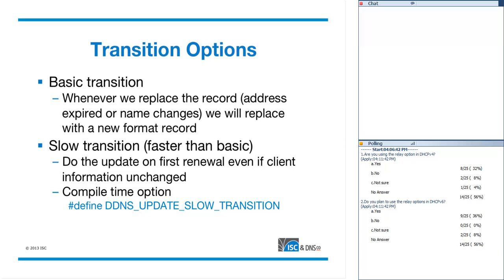So the transition itself is simply to switch that text to a DHCID RR record and change the format of it slightly.